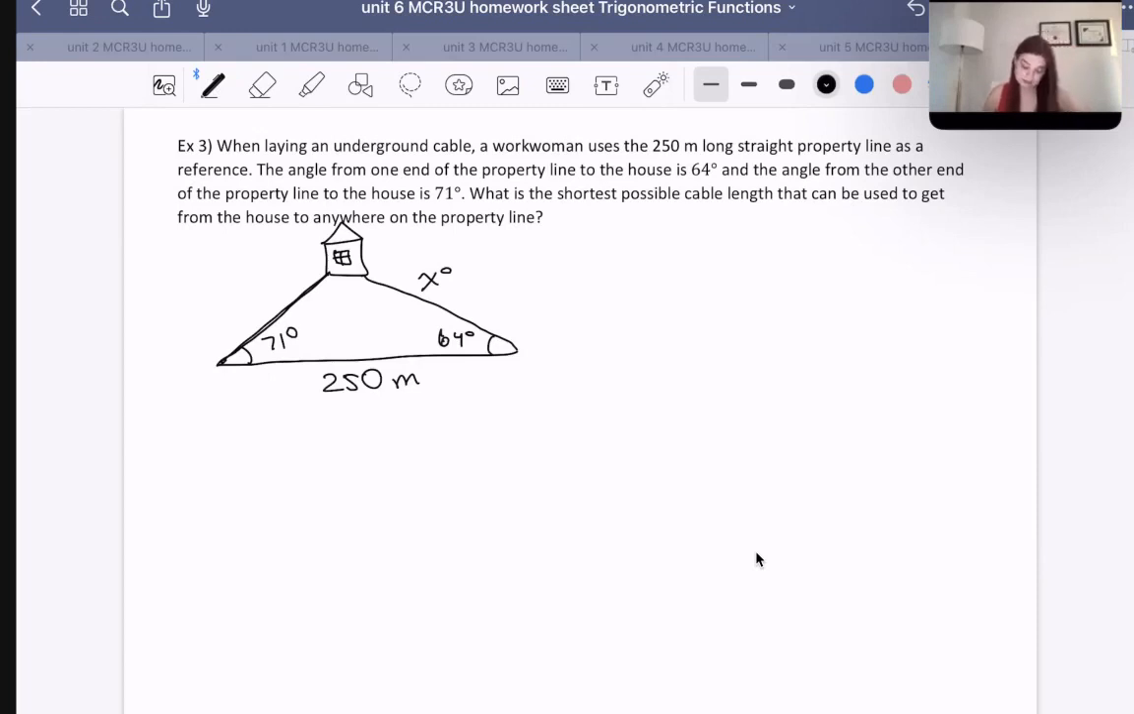Okay, so next what we're going to do is decide, are we going to use sine law or cosine law? Now this time, I think that we ought to use sine law. And here's why. Even though we don't have all three angles, we can easily find this angle, right? We can easily say that 180 degrees minus 64 minus 71 must give us this angle. Now, why is that? Because all three angles in a triangle must add up to 180. So by subtracting off the other two angles, we're able to easily find out that this is 45 degrees.